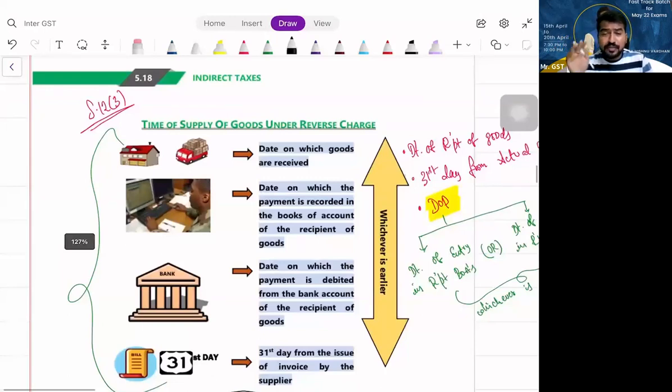What you need is not the date of invoice. You need the 31st day from the date of invoice. May 4th is the date of invoice; you leave that, and from that you compute the 31st day. So, June 4th. Next, date of receipt of goods, May 12th. Date of payment, May 30th. Tell me what the time of supply is, whichever is earlier. Which is earlier? May 12th. Is that clear?